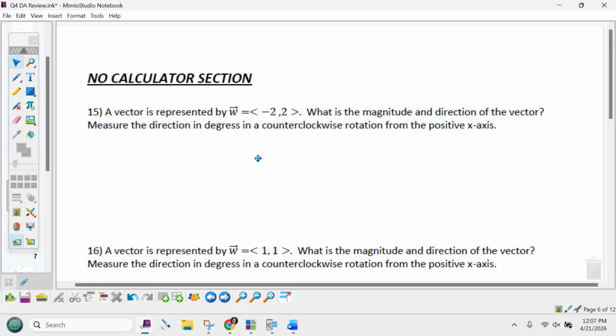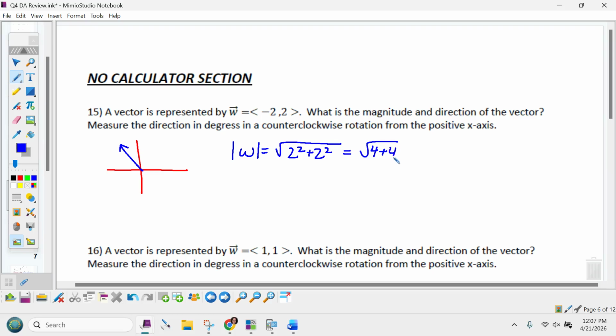All right, on the next page, we've got the no calculator section. A vector is represented by -2, 2. Let's graph that. -2, 2, that's in quadrant 2. What is the magnitude and the direction? Okay, so magnitude is the square root of x squared plus y squared. That's the square root of 8.